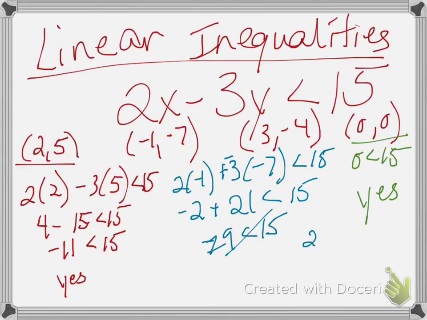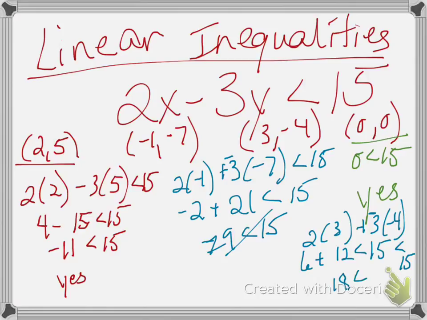So 2 times 3 minus 3 times negative 4 is less than 15. All right, so KCO before you go. 6 plus 12. Is that less than 15? Is 18 less than 15? No. Okay. So any questions on how to pick solutions for a linear inequality?